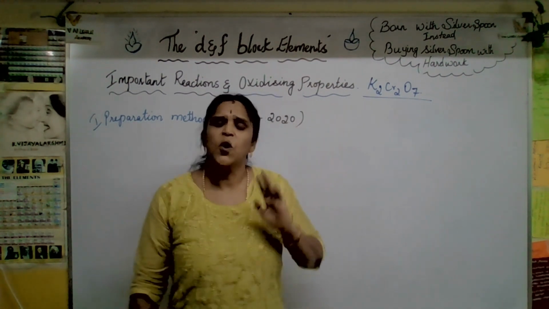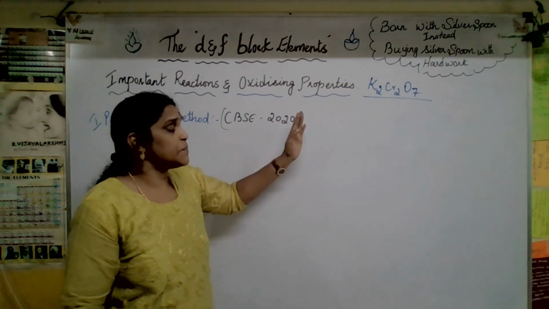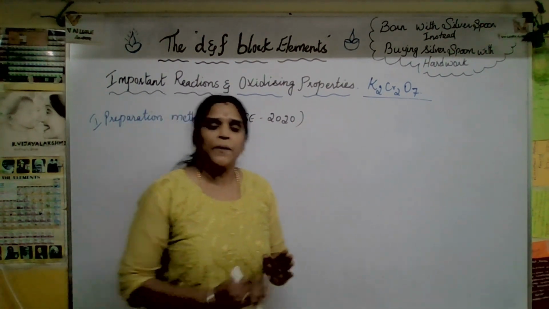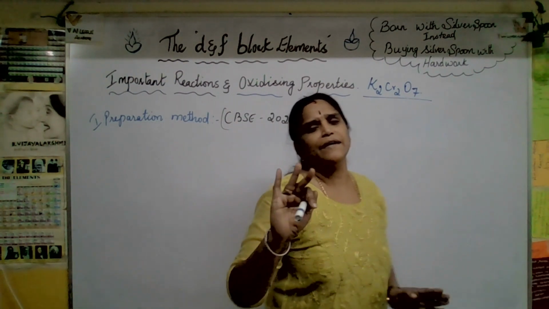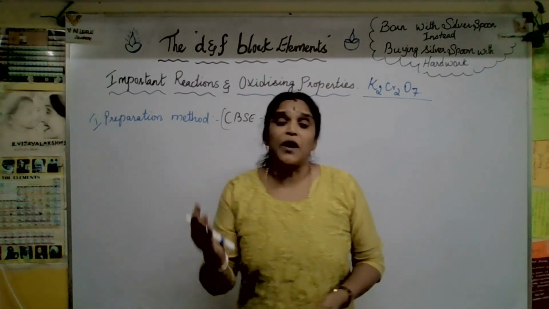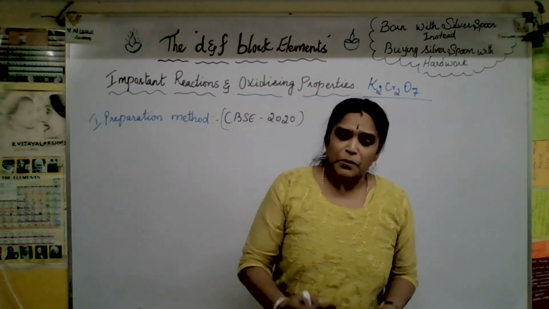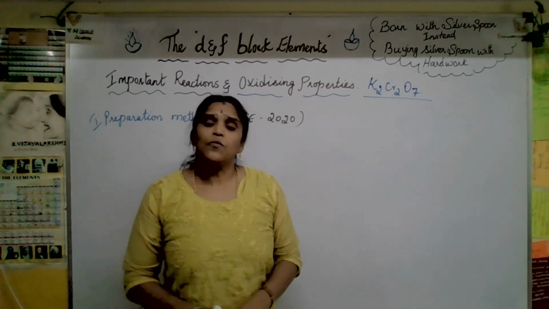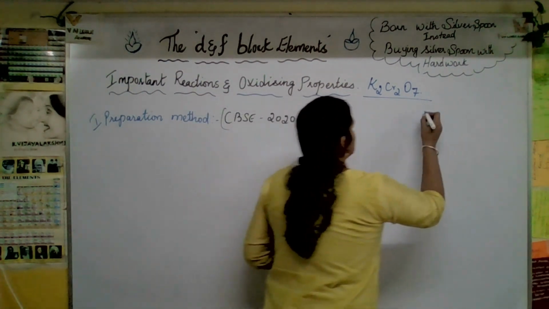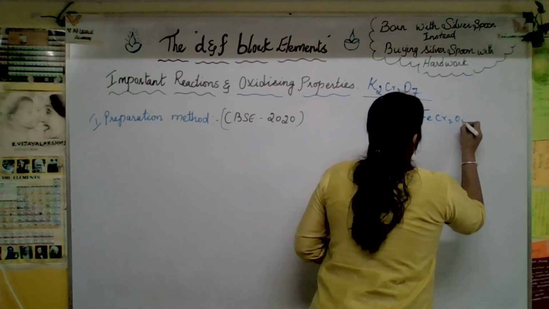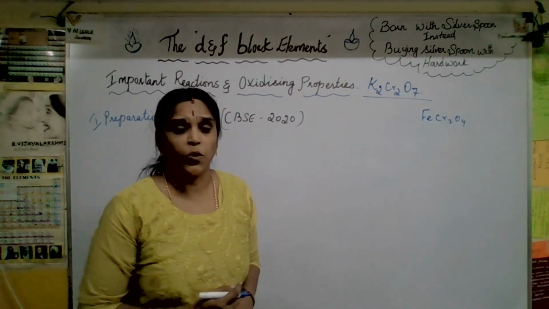Come on, let us go. First and foremost, preparation of potassium dichromate. Preparation is so simple and easy. Three steps you have to follow. First and foremost, you have to prepare potassium dichromate from chromite ore. So what is the chromite ore? That is iron(II) chromite, FeCr2O4. This is chromite ore.